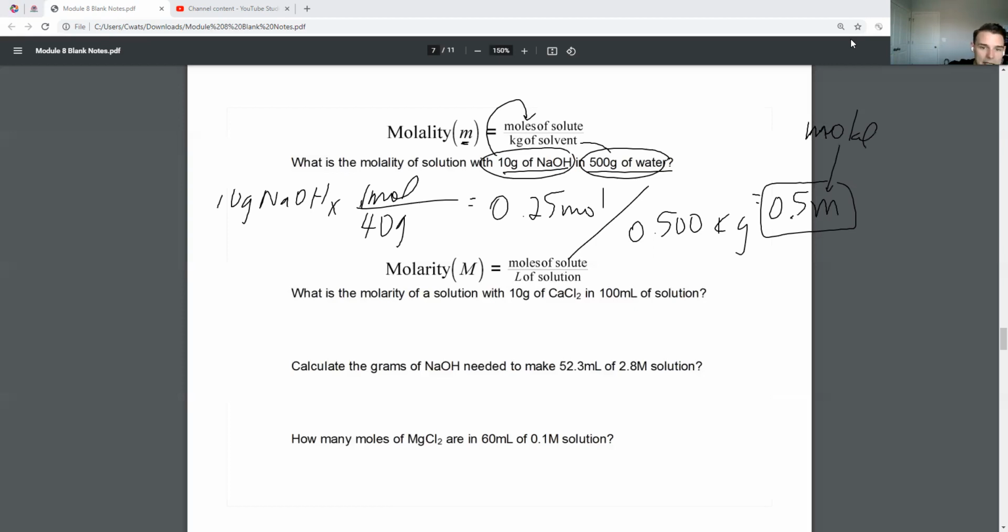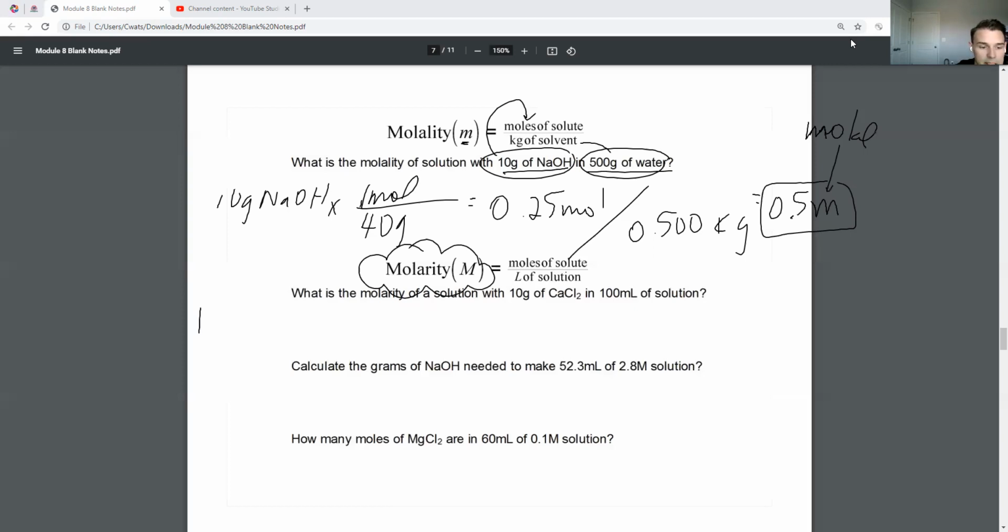Now, again, not commonly used. Molarity, that's the big one. That's the one that you're going to see a lot. It's moles of solute divided by liters of solution. Okay, so let's do some of these different calculations. What is the molarity of a solution with 10 grams of calcium chloride in 100 milliliters of solution?